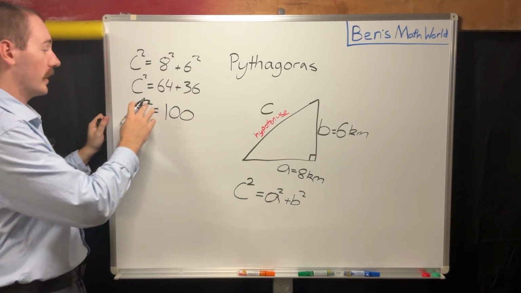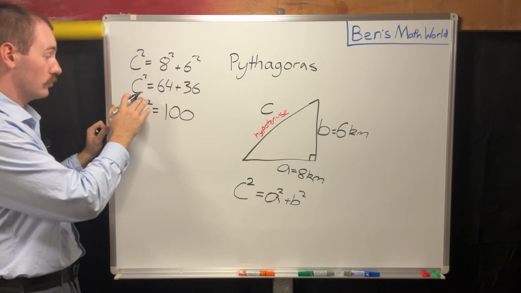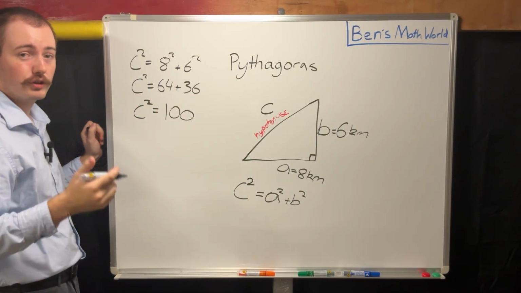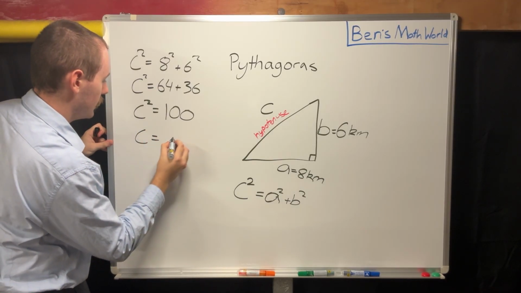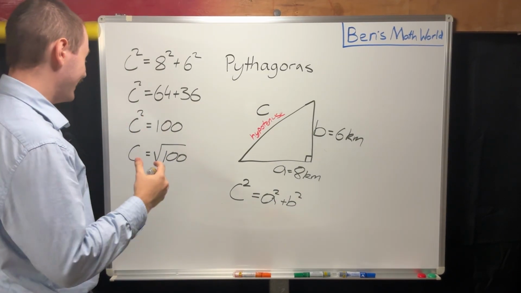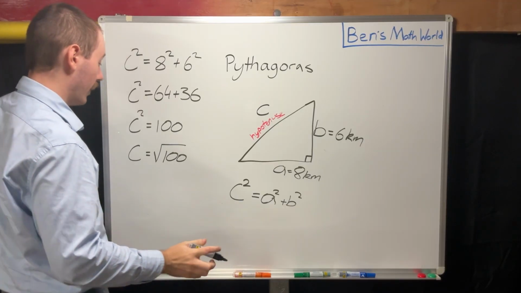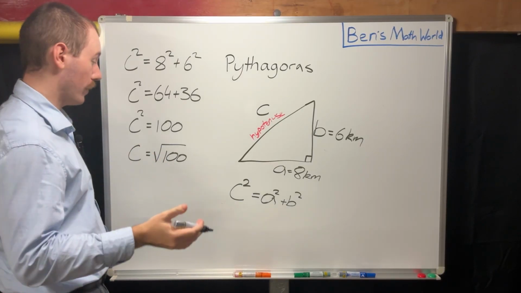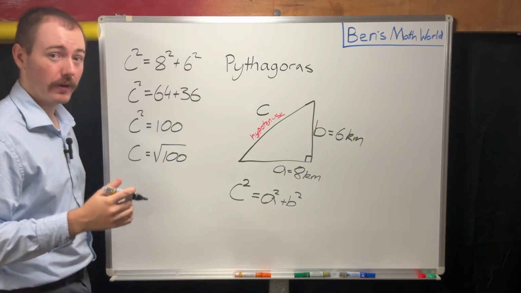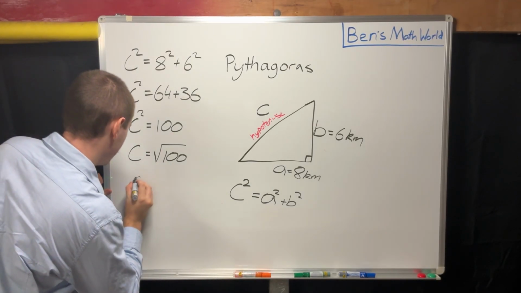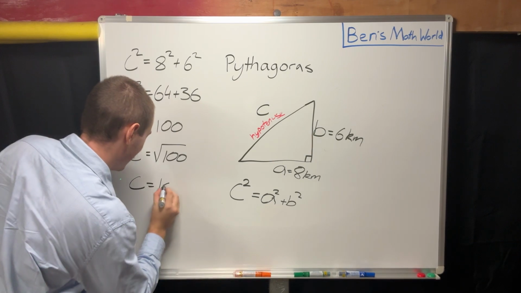Okay, now we're going to get rid of the squared number on the c, and to do that we square root both sides and we get c is equal to the square root of 100, and now you should know the square root of 100: 10 times 10 equals 100, so the square root of 100 is 10, so c equals 10.